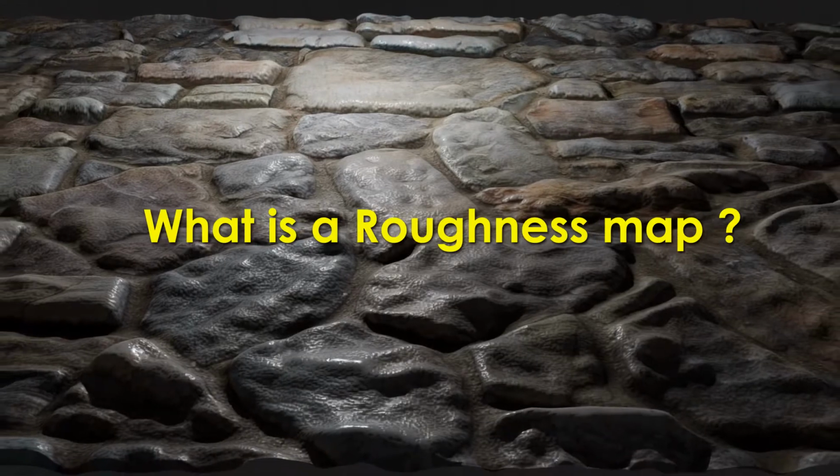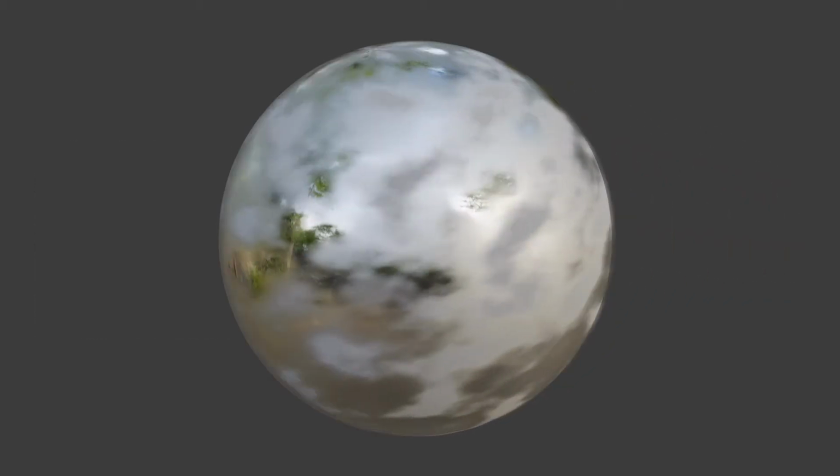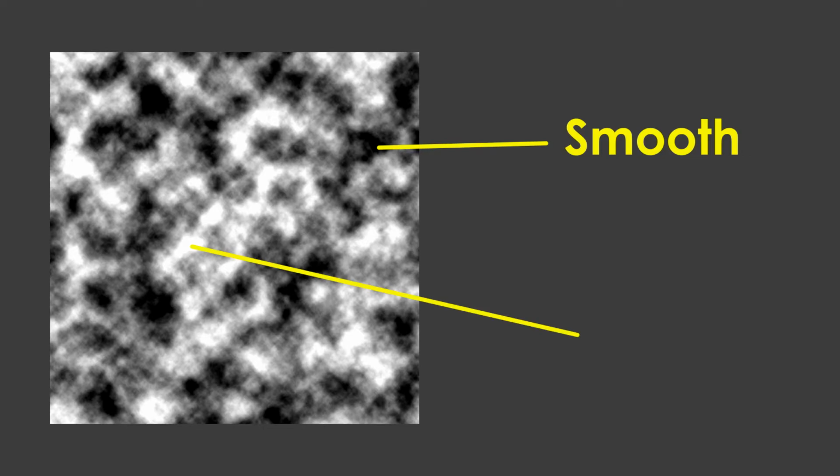So what is a roughness map? A roughness map is a grayscale image which controls the roughness of the surface of an object. The roughness map decides which parts of the object should look rough and which parts should look smooth. Like bump map and displacement map, the roughness map also contains all range of gray shades. And these grayscale values are responsible for the amount of roughness a surface has. The pure black represents the smooth surface and pure white represents the rough surface.